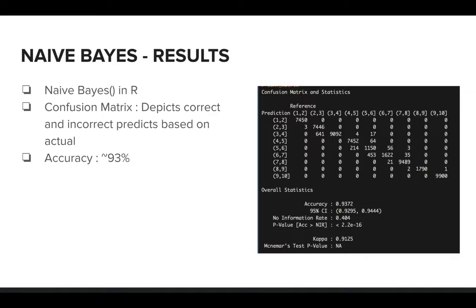As we can see, our model gives an accuracy of 93.72%, which means it gives a correct prediction approximately 93% of the time. Since all attributes are independent, it is much faster to compute a naive Bayes classifier. Now, let's look at a demo.